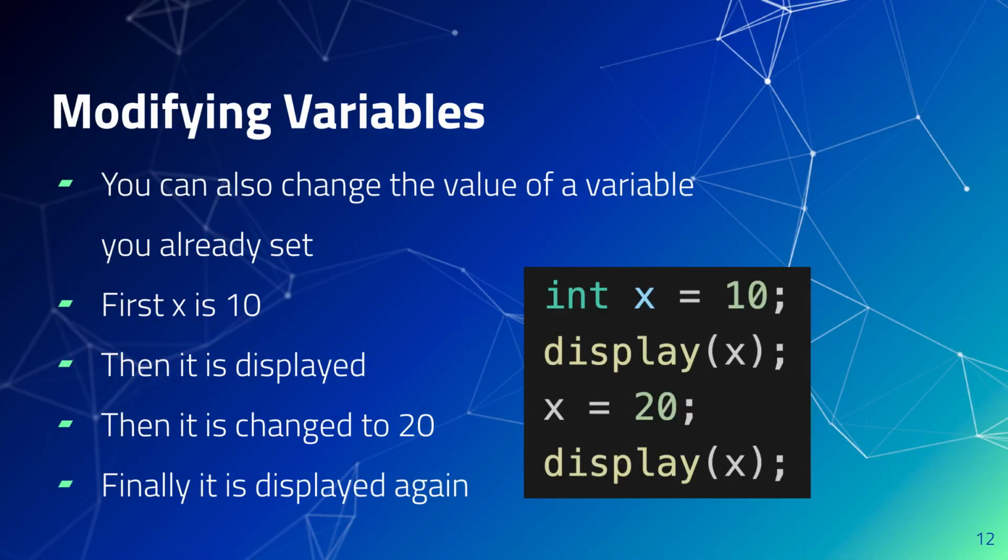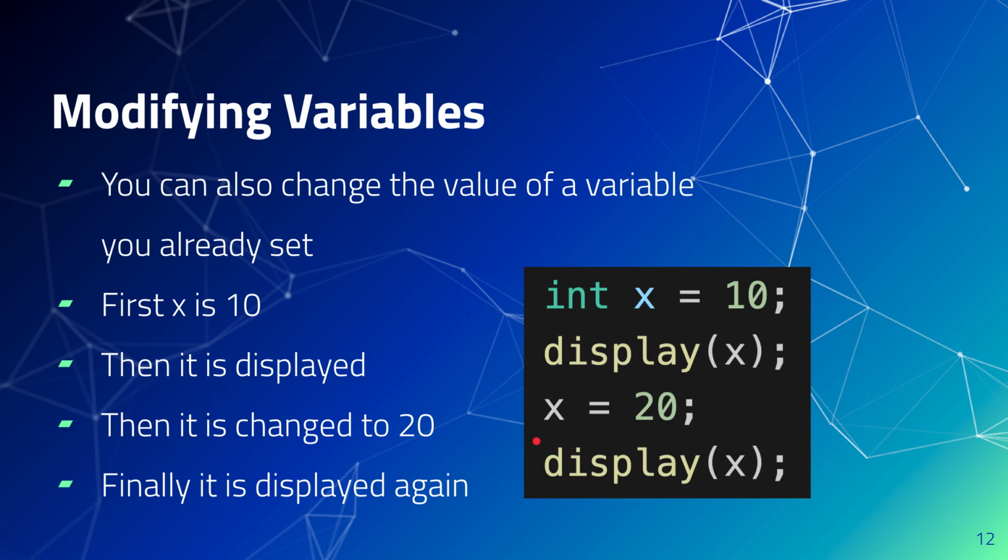You can also change the value of a variable you've already set. So in the code below, you originally create an integer variable x with a value of 10. When you display it, 10 will show. Then you change the value to 20. Notice how you don't use the keyword int the second time.